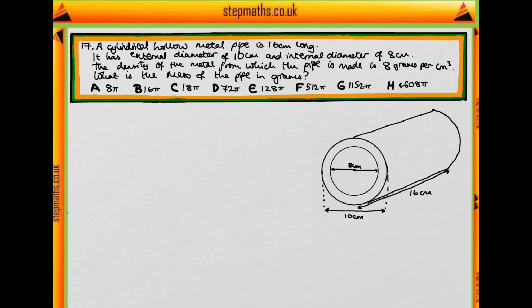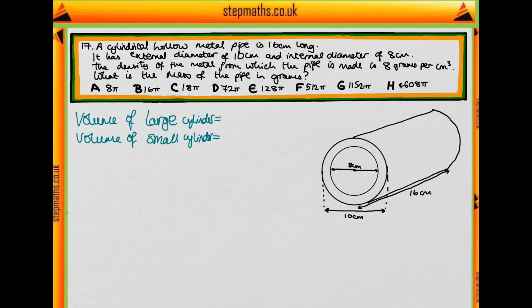We also know the density of the pipe, so the metal it's made from, so the density of that is 8 grams per centimetre cubed, and we want to find the mass. So to find the mass, we're going to have to find the volume. So let's think about the volume of the large cylinder and then the volume of the small cylinder, and then we can consider the large cylinder, subtract the small cylinder to find the hollow pipe we have.